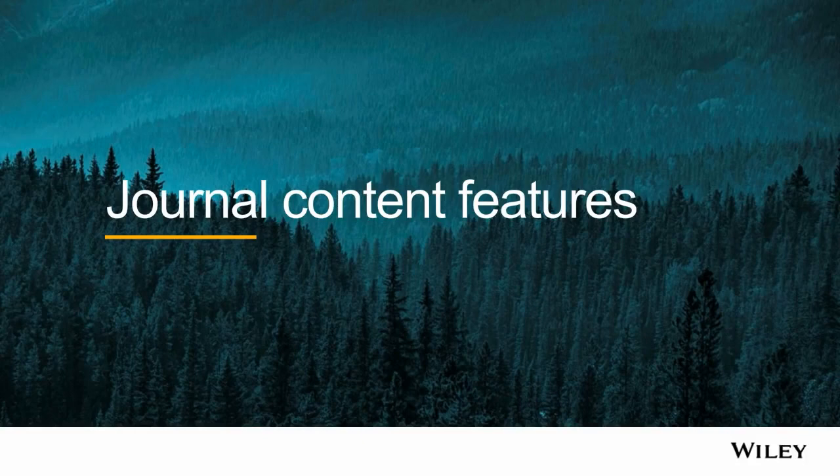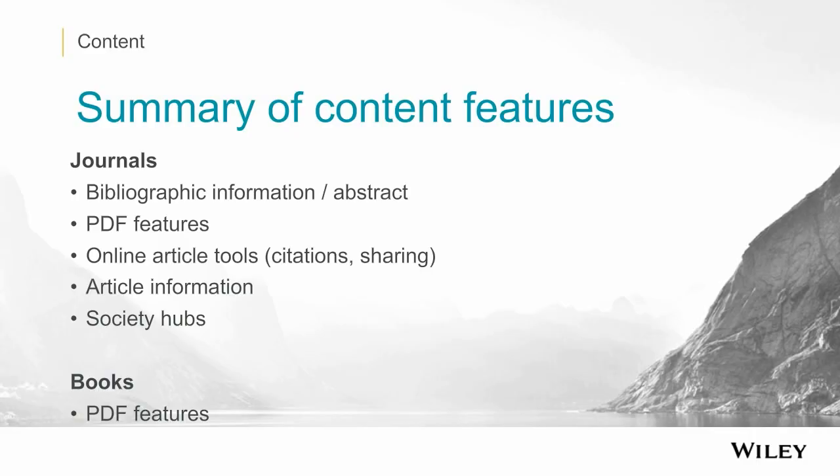Now that we've reviewed the search features of the page, let's take a look at the actual content that your users will be accessing. In this section, you will learn about the following features and journal content: bibliographic information, PDF features, online article tools, article information, society hubs, and book content, which although has less features, we will also touch briefly on.